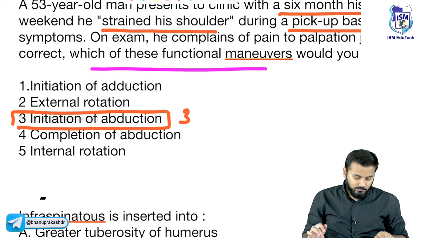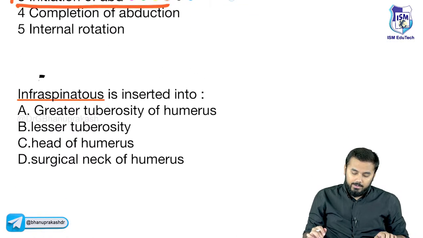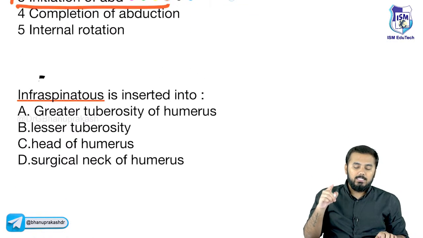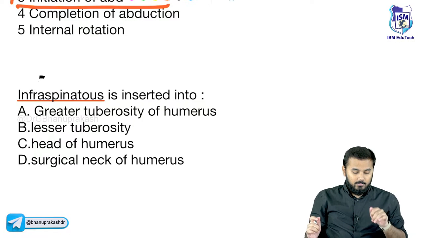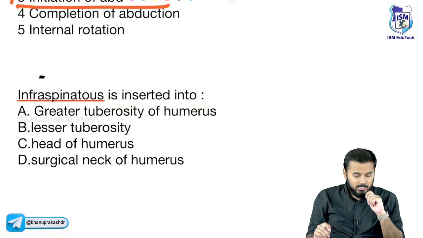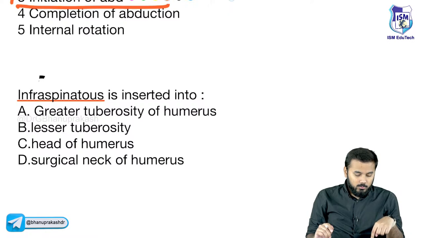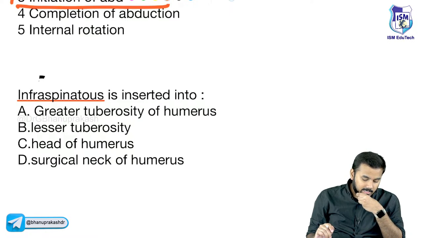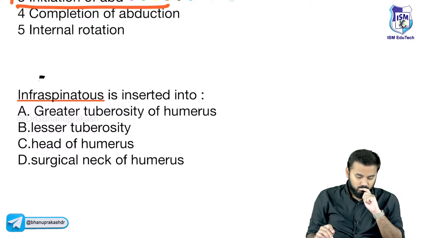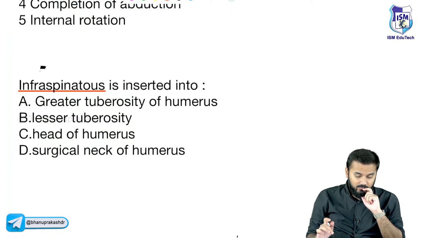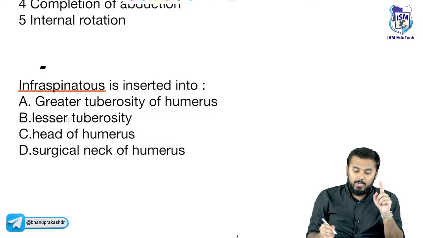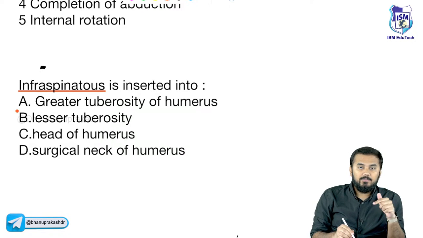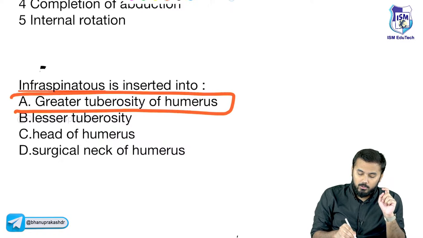So option 3. Very good. Now tell me, infraspinatus is inserted to, batao jaldi. Sajda, tell me, infraspinatus is attached to? Very good. Supraspinatus and infraspinatus, both of them are attached to the greater tuberosity of the humerus.